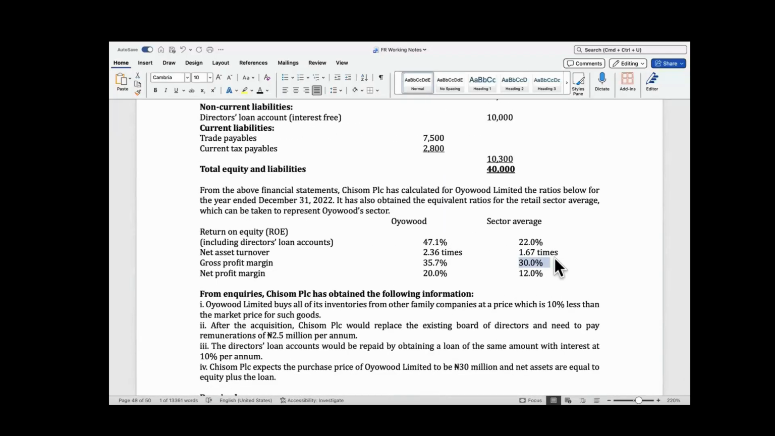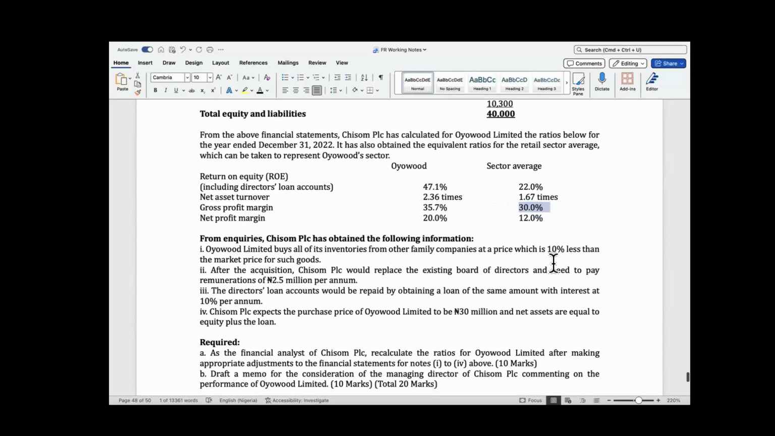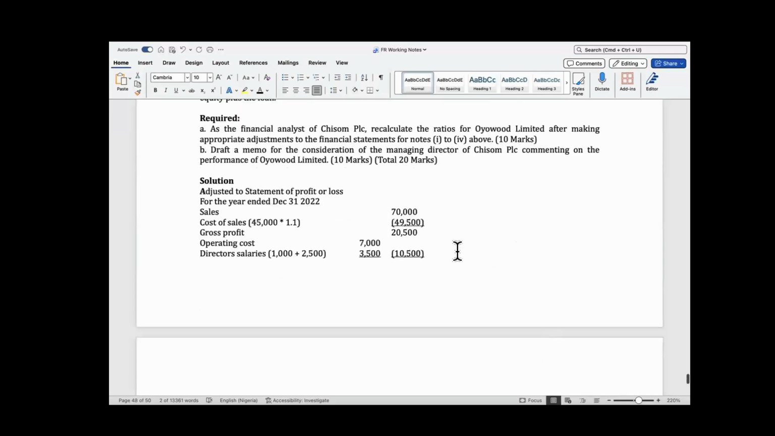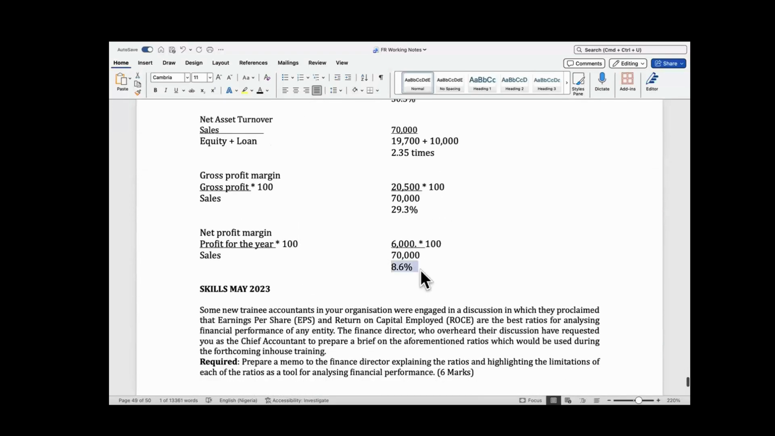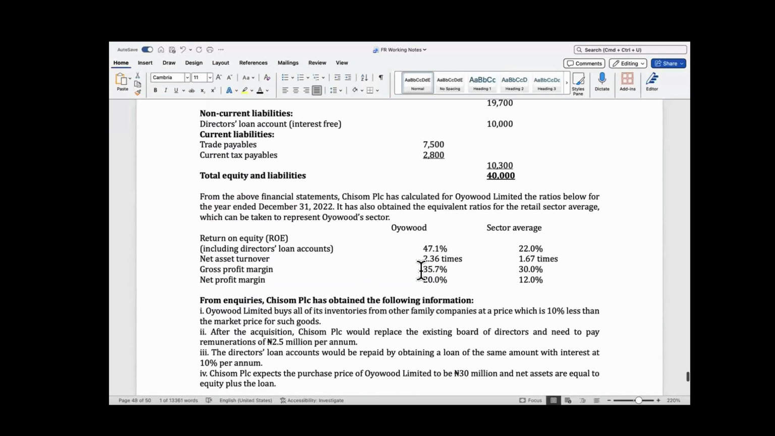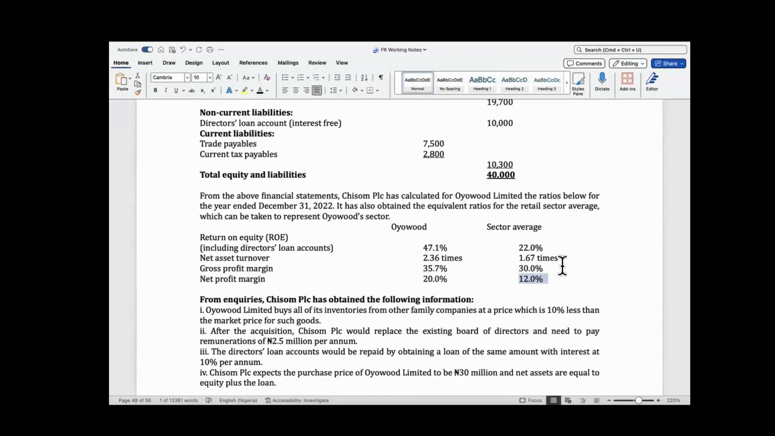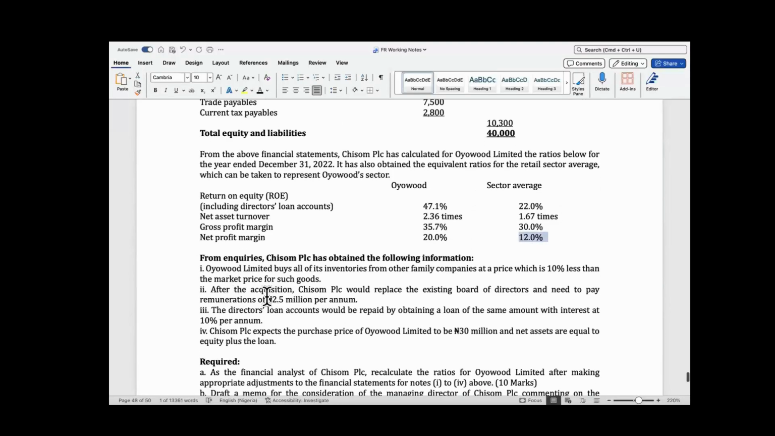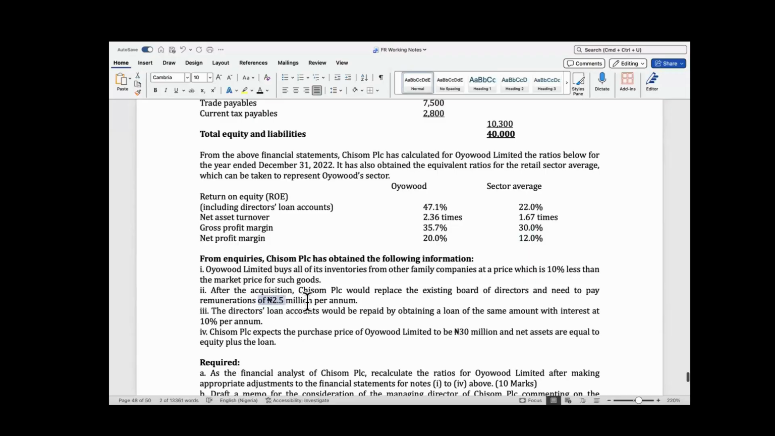29.3% still better than, no. Yeah, industry average is better, but slightly, a little bit. And that was because of this increase that we did to its cost of sales. Then the net profit margin, 8.6%. Industry average is better. And that was because of all these additional costs that we included, which affected its profit, which we're going to mention along the line.